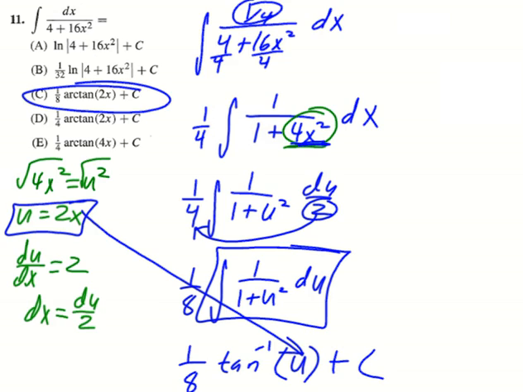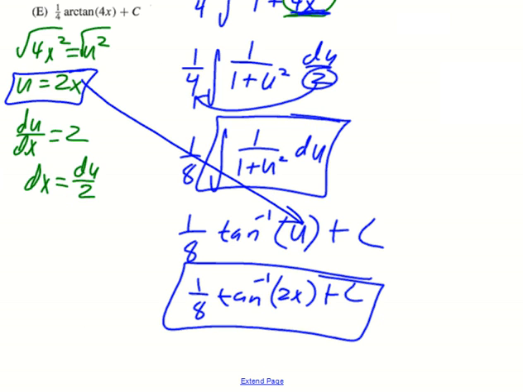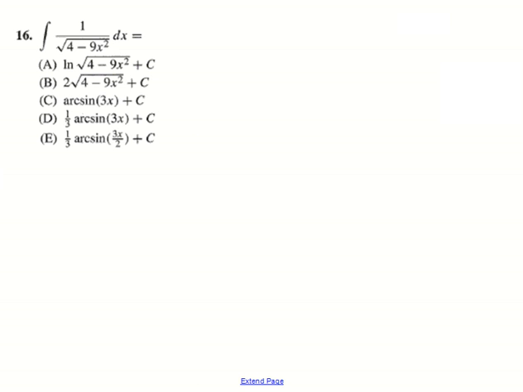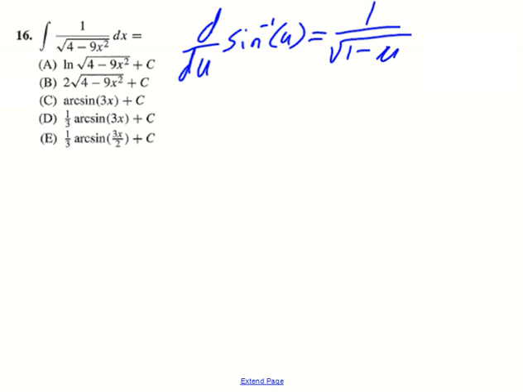Okay, now let's move to number 16. Number 16 says 1 over the square root of 4 minus 9x squared. And so this is going to work just like number 11, except for the fact that we're using sine. Now remember, the derivative of sine inverse of u is 1 over the square root of 1 minus u squared times the derivative of u for the chain rule.